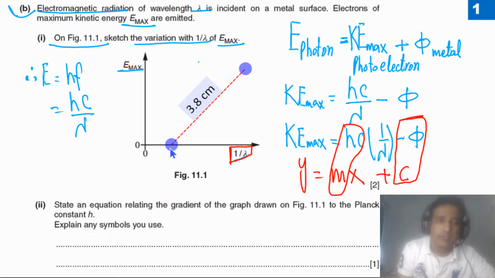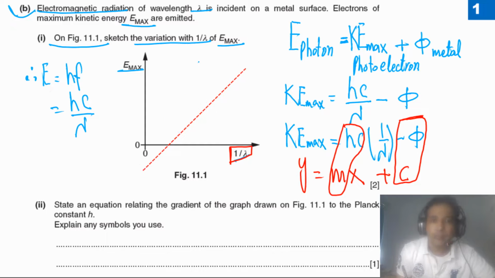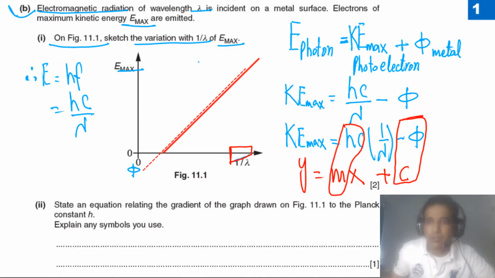Now if we extend this one, this is our y-intercept, so you will get the value of phi, the value of work function, from the y-axis. So this is the value of work function. This is how you need to sketch for the answer of this question.